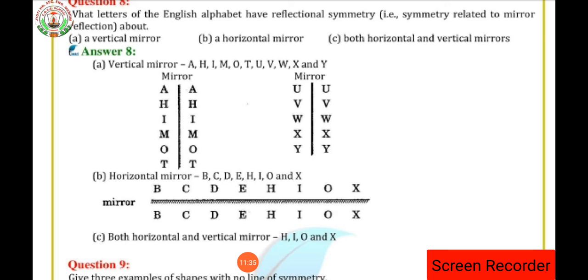So dear students, these are the solutions for questions number 6, 7, 8. In the next video I will give you the solutions for questions number 9 and 10. So for today, thank you everyone.